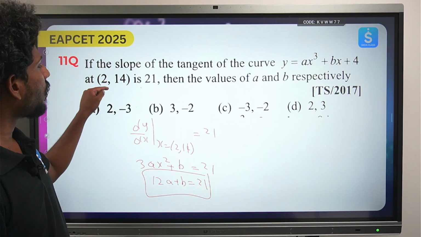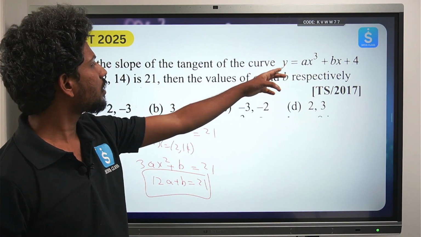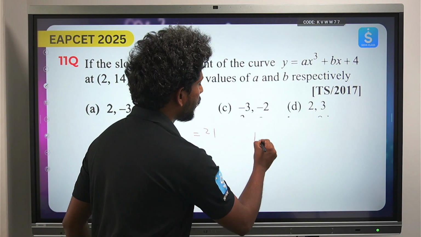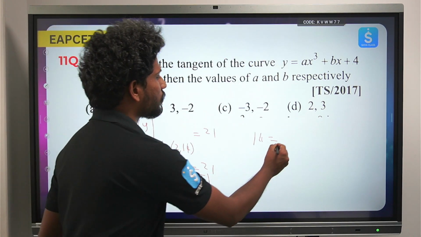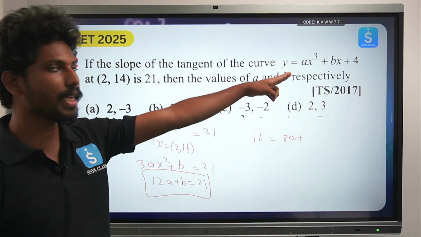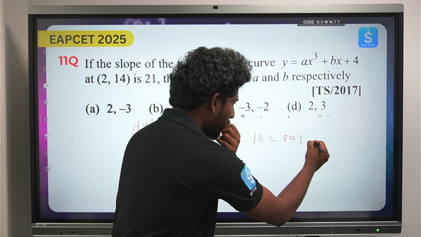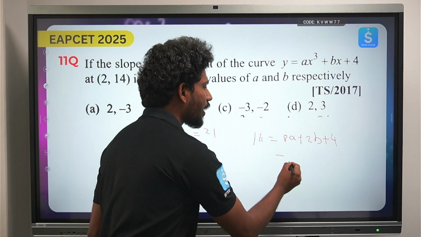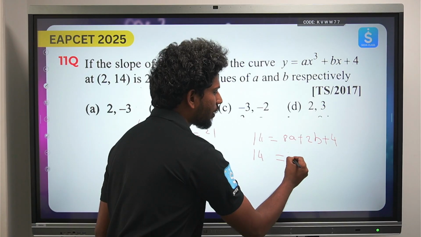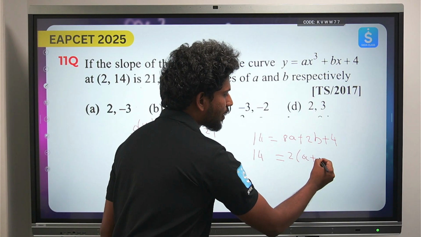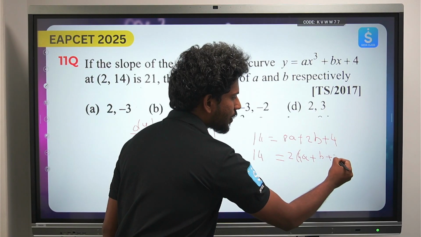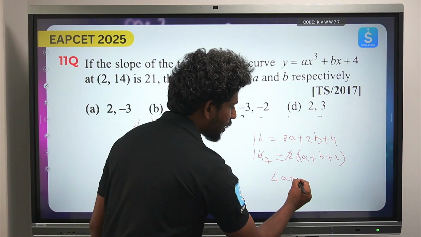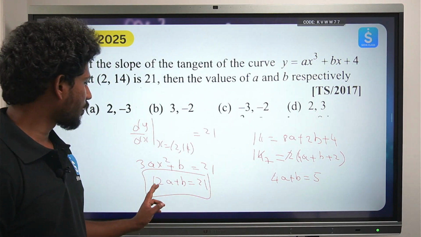But because this point is also lying on this curve, this point should also satisfy this equation. So we have y, which is 14, is equal to a into 2 cube, that will be 8a, plus b into 2, 2b, plus 4. Now everything is clear. Now we have 14 is equal to, if you take 2 common, 4a plus b plus 2, which is equal to 7. So we can write it as 4a plus b is equal to 5. So we have these two equations.